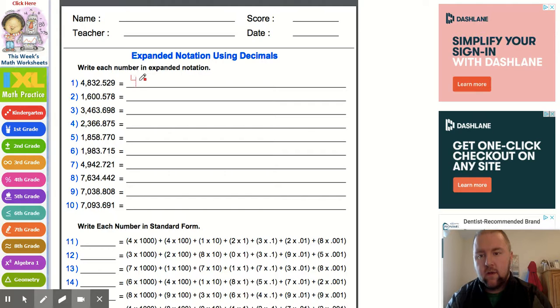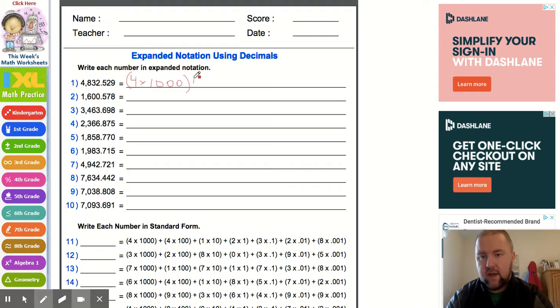All right, so for number one, we've got a 4 here. Then we're going to say times the place that the 4 is in. The 4 is in the ones, tens, hundreds, thousands. So I'm going to put 4 times 1,000. And sometimes writing with these markers, it's really hard. So bear with me. Okay.